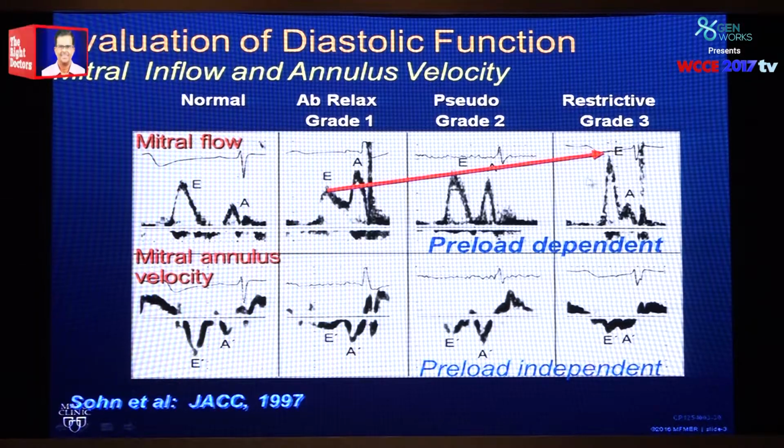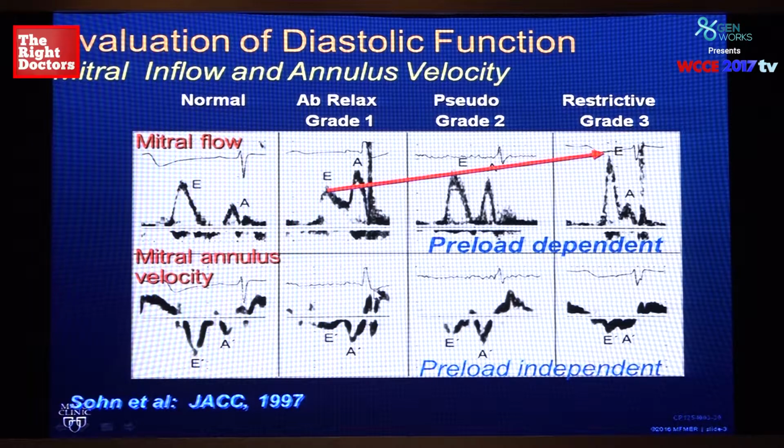And then with the further increase in filling pressure, restrictive, it's going to be a much taller E velocity, a short decel time, and very small A velocities. So when we started doing this about 30 years ago, there was a lot of criticism of the mitral inflow velocity because it's very much preload dependent.